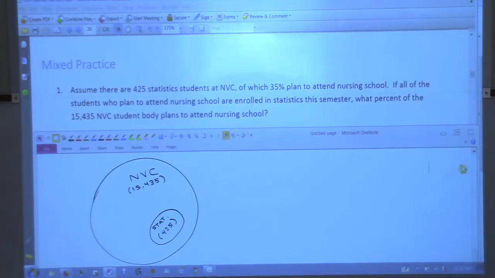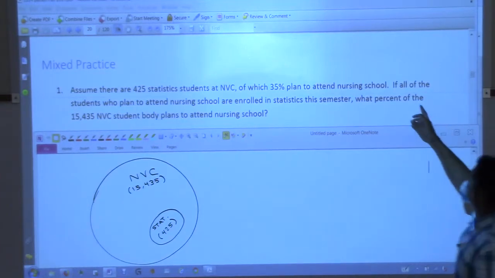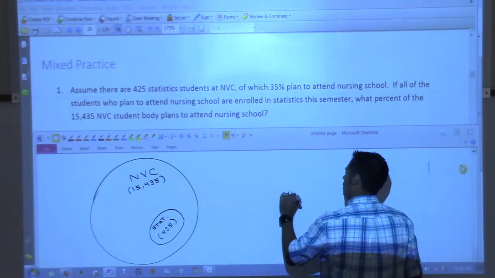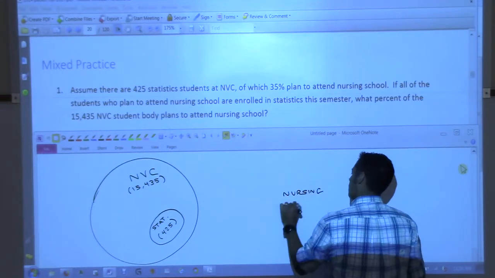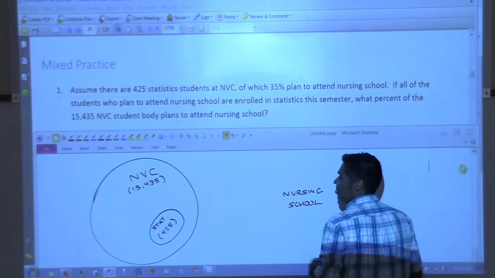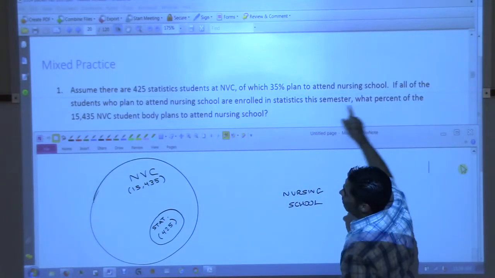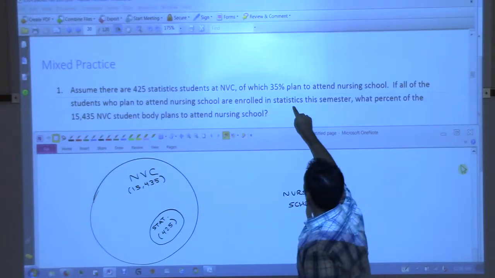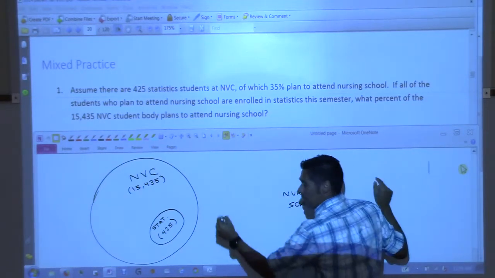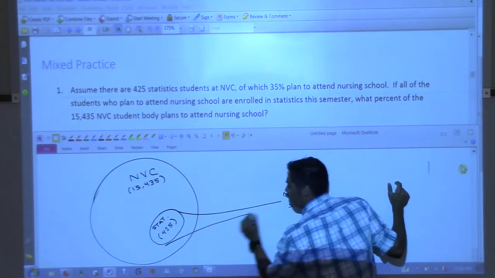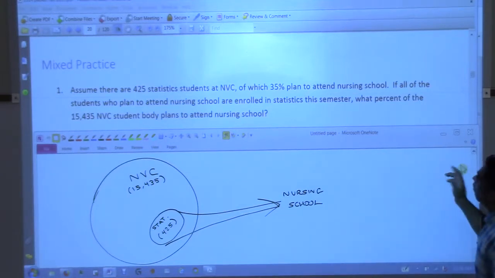If all of the students who plan to attend nursing school are enrolled in statistics, that means everyone going to nursing school is from this group. That means this group right here is everyone that's going over here, right? What percentage of the total student body plans to attend nursing school?